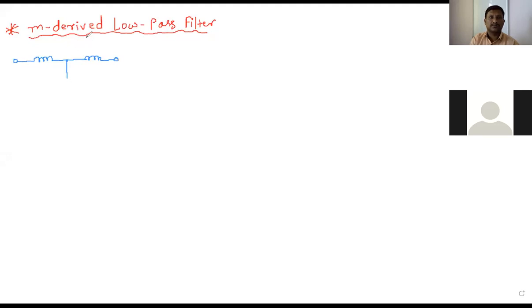But what about the M-derived low-pass filter? Both are present here, capacitor as well as inductor. The inductor is added because there will be the modification in the diagram, as we already learned, Z2 dash. So this part A is called the T section of the M-derived filter.